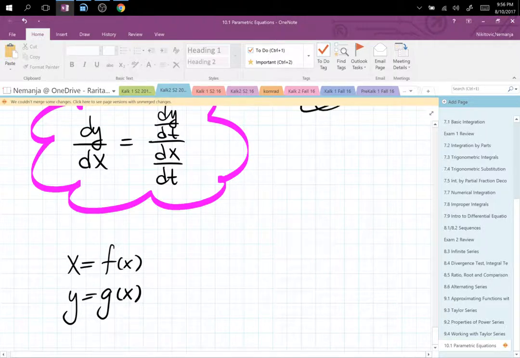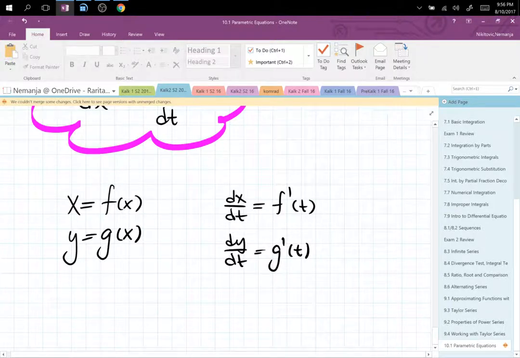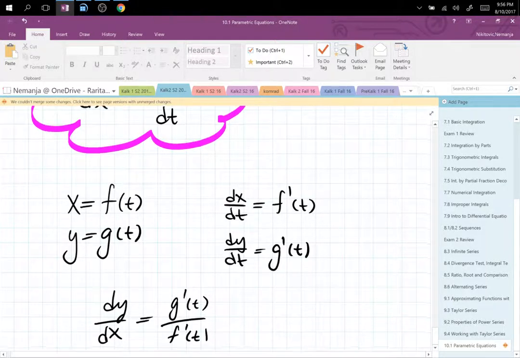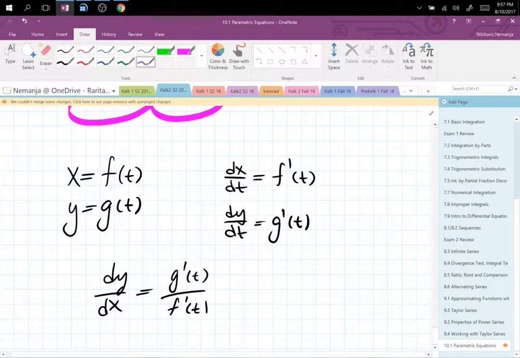So these are the functions, and then you have your dx/dt, f prime of t, and dy/dt, g prime of t. And what happens here is dy/dx is just g prime over f prime. Most of the mistakes that students make is because you usually work on x first and then on y, you put f over g instead of g over f. That's usually just a silly, careless mistake. So just pay attention. Try not to do that.